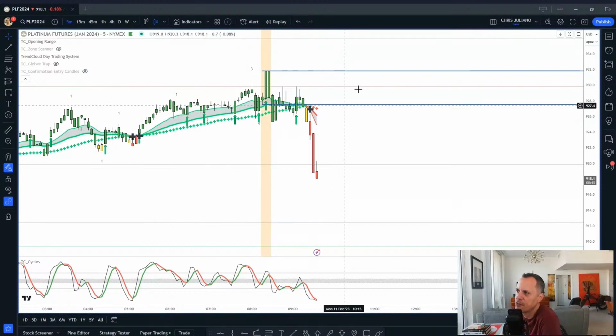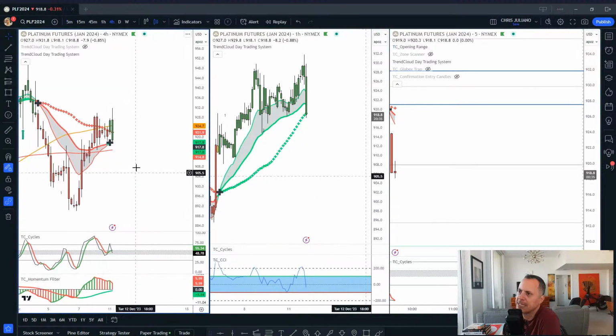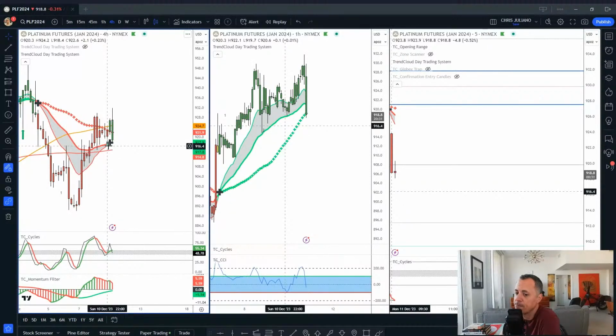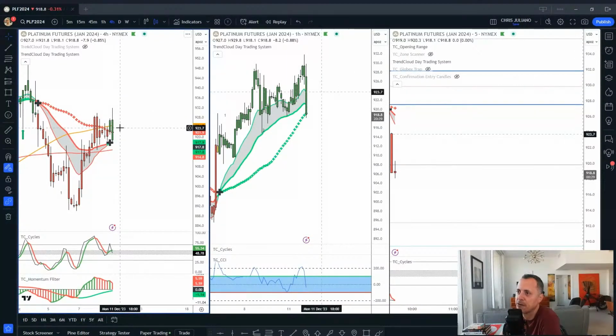So right now we've got this breakout to the downside on platinum, and we're trying to figure out, hey, how do we get in on this uptrend, because the highest time frame just broke to the upside here, and we've got this deep pullback.